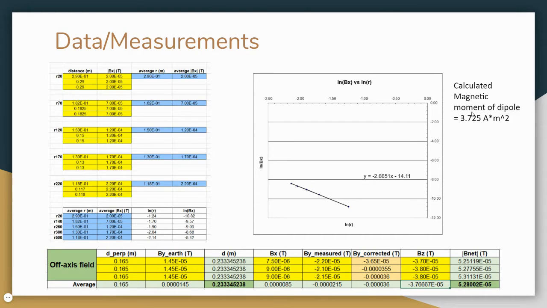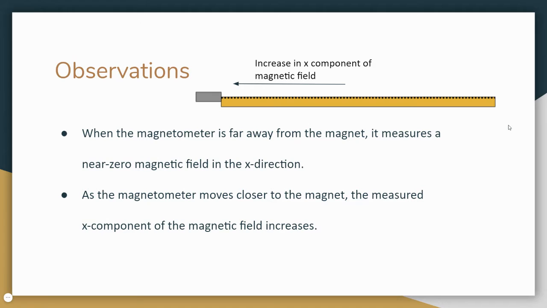And we found that this number is fairly accurate, as a magnetic moment of about 1 through 3 represents a generally light magnet. In our observations, we found that when the magnetometer is far away from the magnet, it measures a near zero magnetic field in the x direction when it is on axis. And as the magnetometer moves closer to the magnet, the measured x component of the magnetic field increases.